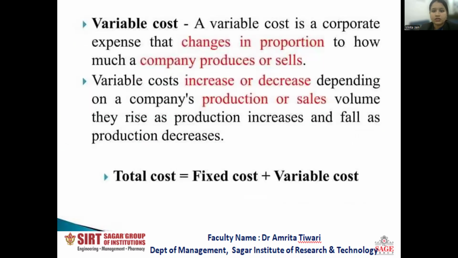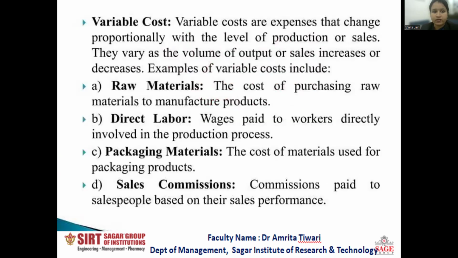And the variable cost, a corporate expense that changes in proportion to how much a company produces or sells. Variable cost increases or decreases depending on the company's production or sales volume. They rise as production increases and fall as production decreases. Total cost is equal to fixed cost plus variable cost.